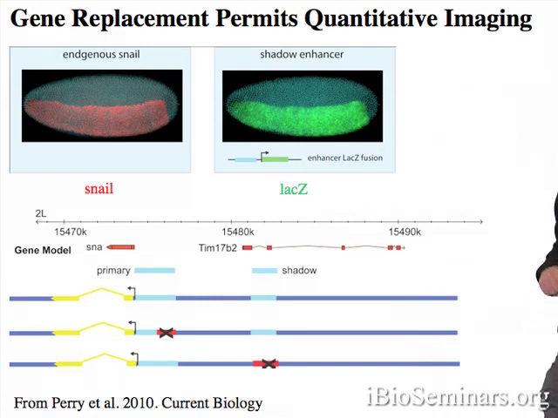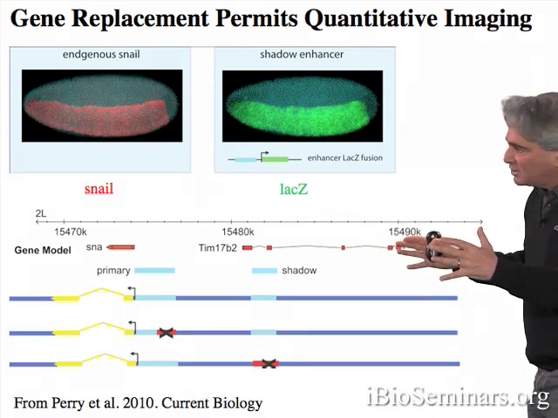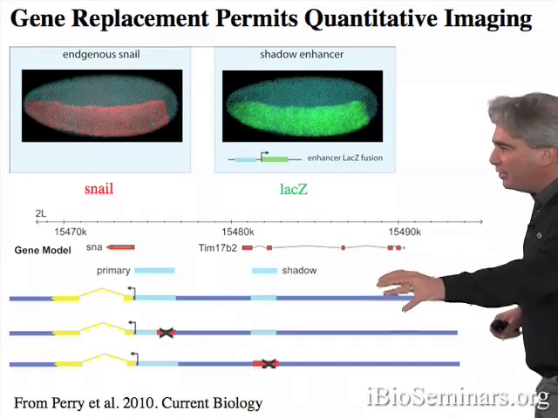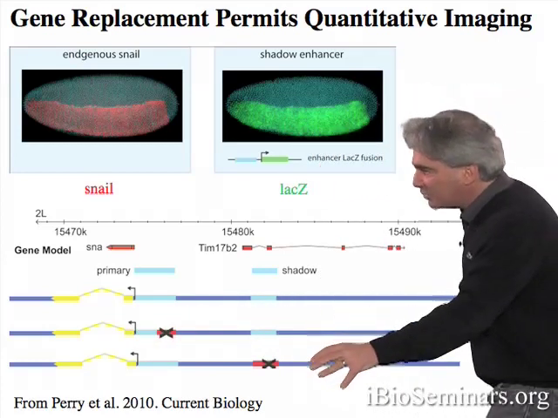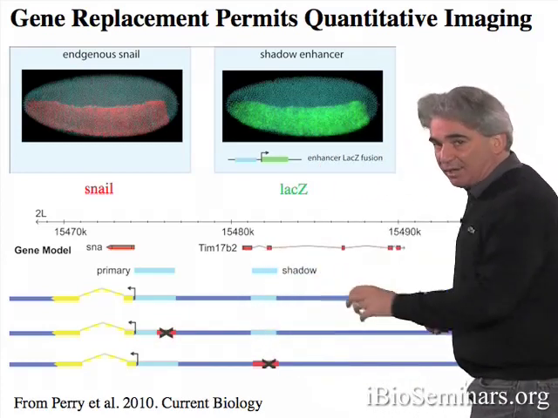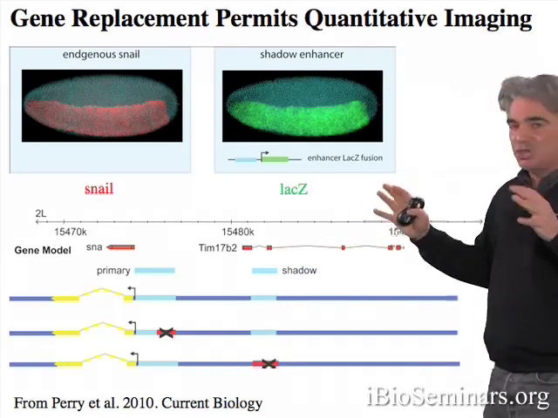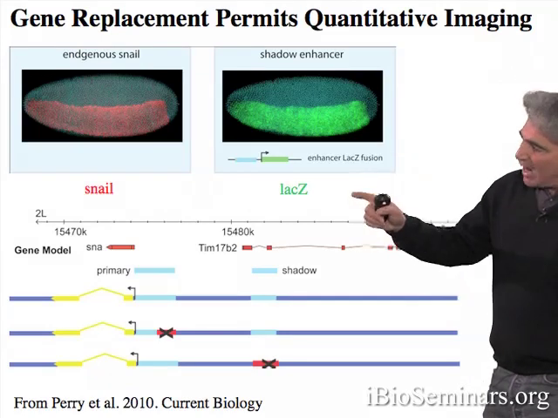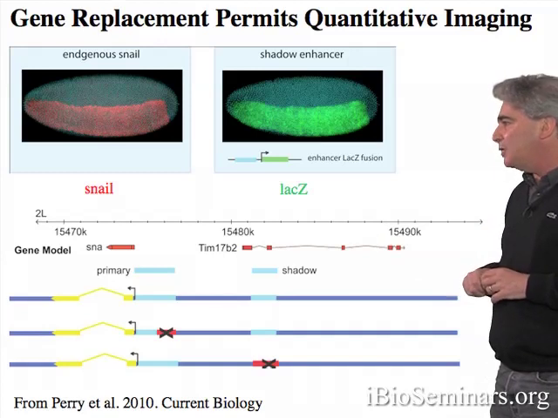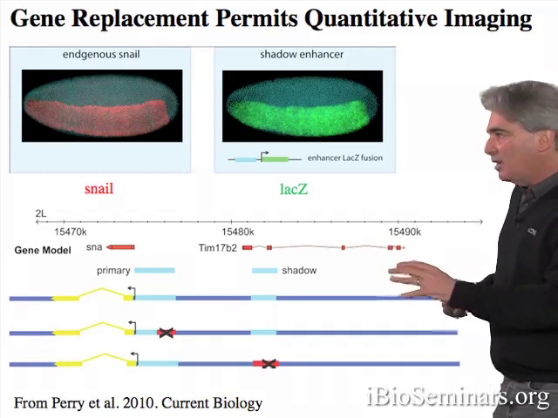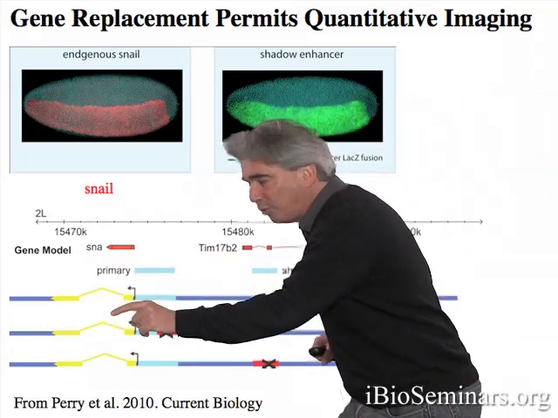So Mike Perry made a series of BAC transgenes which mutagenize either the proximal primary enhancer or the distal shadow enhancer, or kept both enhancers intact. And these transgenes encompass about 25 kilobases of genomic DNA, including the entire snail and TIM17 loci and associated regulatory DNAs. In some of the experiments, Mike replaced the snail transcription unit with the yellow reporter gene.